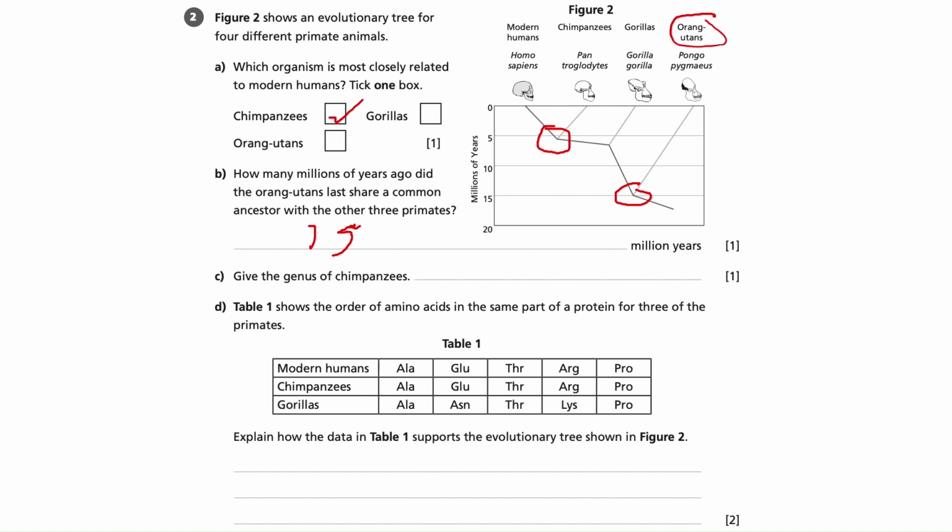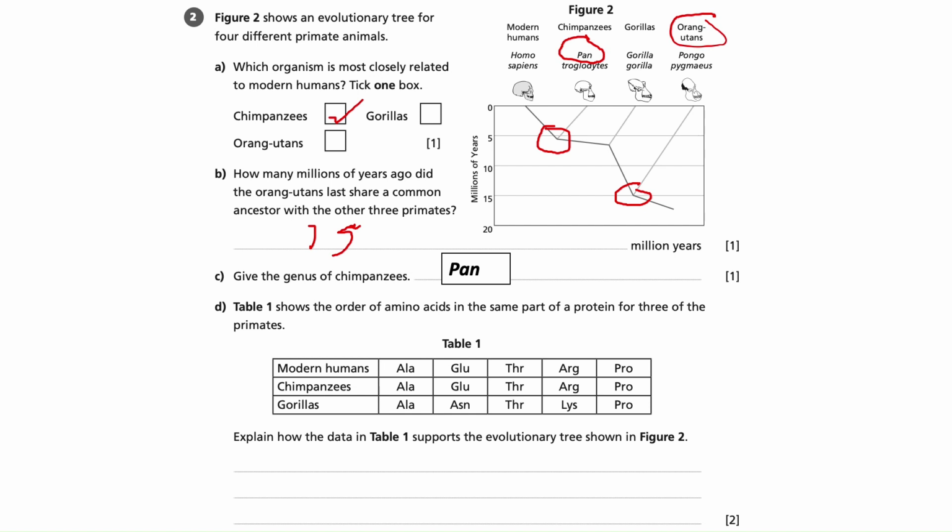Part C. Give the genus of chimpanzees. Okay, so genus is part of the binomial name of every organism, and that is made up of the genus and the species. So the genus is the first word, so therefore for chimpanzees, the genus is Pan. We can see that there in figure 2. So that first word, its binomial name. You should always write that with a capital letter as it's shown there.